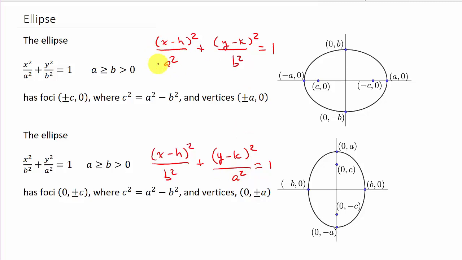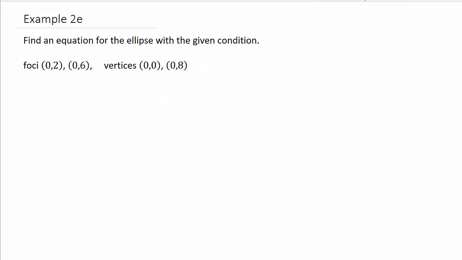All right, so let's look at some examples. Alright, so let's look at this example. Find an equation of the ellipse with the given condition. Foci 0, 2 and 0, 6. Vertices at 0, 0 and 0, 8.